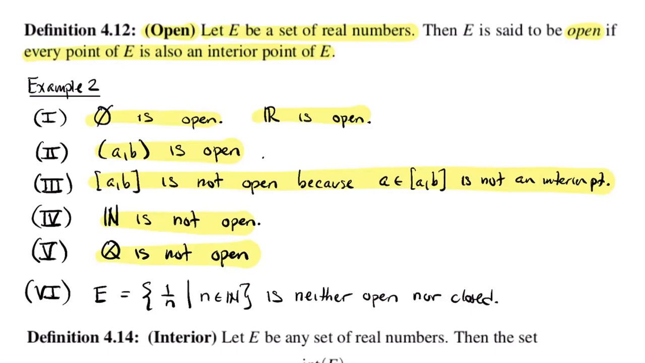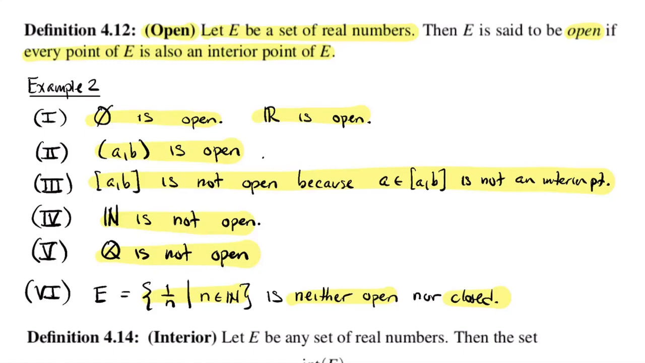Our set E, the reciprocals of the natural numbers, is not a closed set. It's missing its accumulation point. We just said it: 0 is not in there, so it's not closed. It's not open either. Every point in there is isolated, so it doesn't have any interior points. There are points in E that aren't interior points, so it's not an open set.